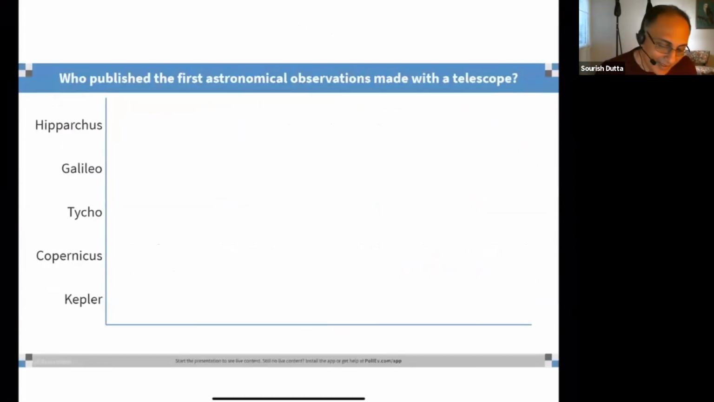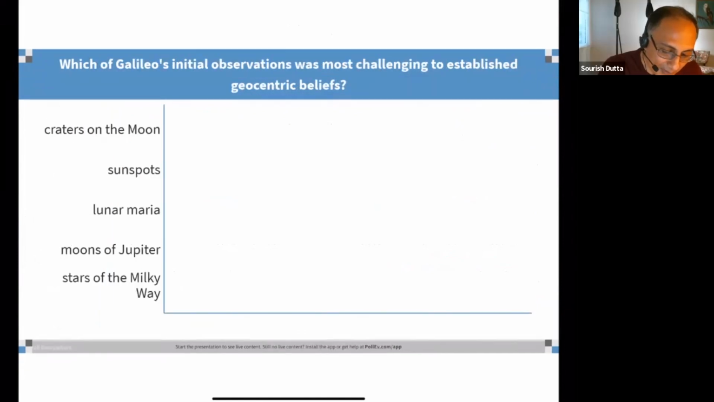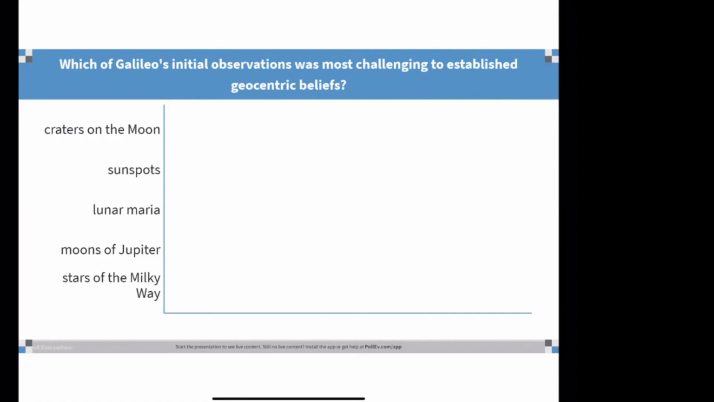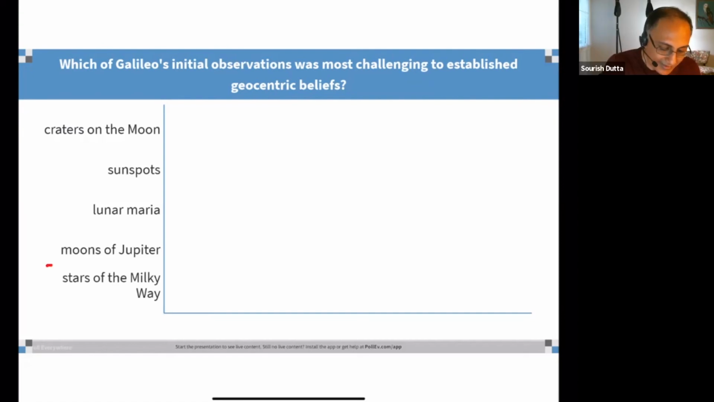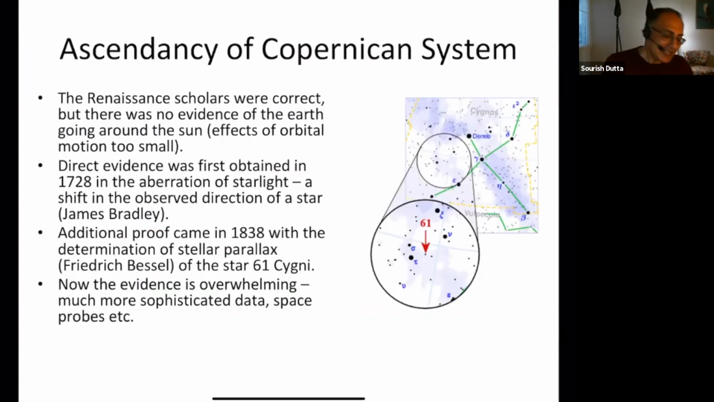All right. Now, let's look at this. Who published the first astronomical observations made with the telescope? Very easy. Who do you think? It would be Galileo. Yeah, exactly. Which of Galileo's initial observations was most challenging to establish geocentric beliefs? I guess, is it the moons of Jupiter? Yes, exactly. That's the one that struck him the most and convinced him that the geocentric model is all wrong. Okay, so that is the story of Galileo.